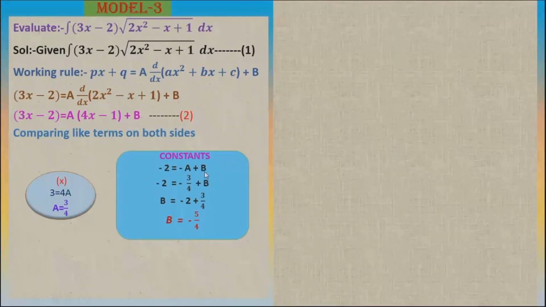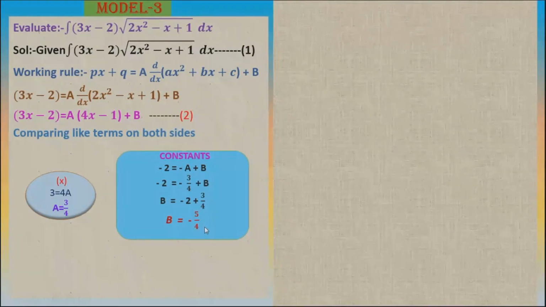Here apply the value of a. So what is the value of a? 3 by 4. So it becomes minus 2 is equal to minus a, value 3 by 4, plus b. By taking it outside, it becomes b is equal to minus 2 plus 3 by 4. So minus 2 plus 3 by 4 is how much? Minus 5 by 4. By doing LCM here, 4 twos are minus 8. Minus 8 plus 3 is how much? Minus 5 by 4. So b value is minus 5 by 4.